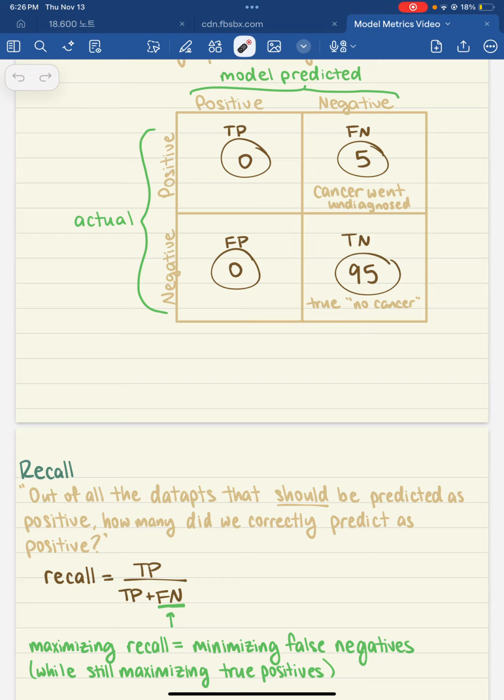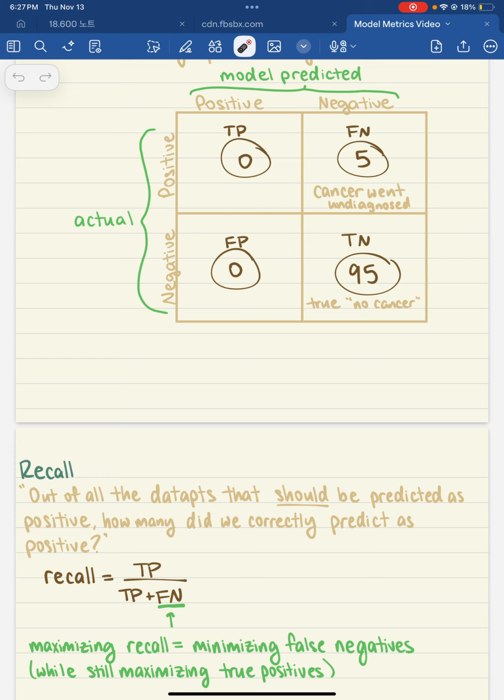So we're completely ignoring the false positives and the true negatives. We don't care about that for recall. We're just taking everything on this top half of the chart, everything that's actually positive, and seeing how many of those were correct. So we're taking the total number of true positives over the total number of true positives and false negatives.